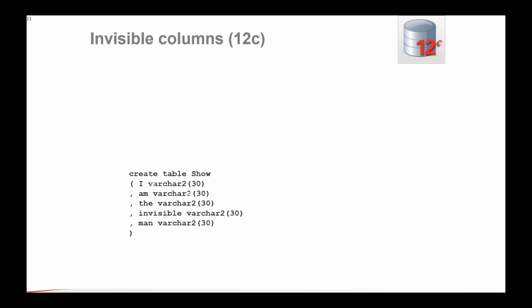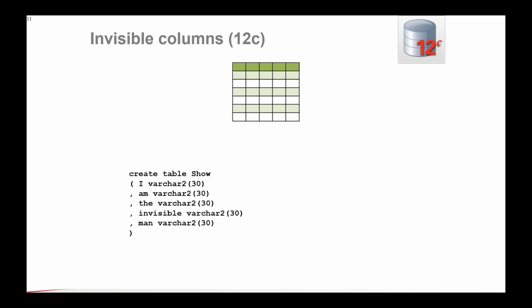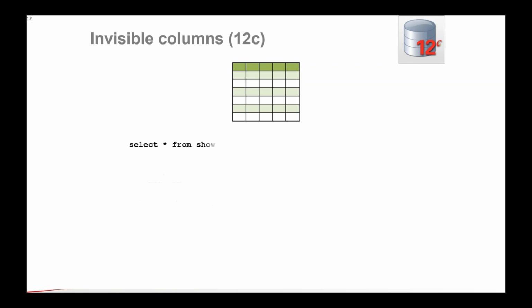Okay. So let's create a table which has a couple of columns. I am the invisible man. If I put in some data, I select star from my table, it shows me all the columns. I am the invisible man.